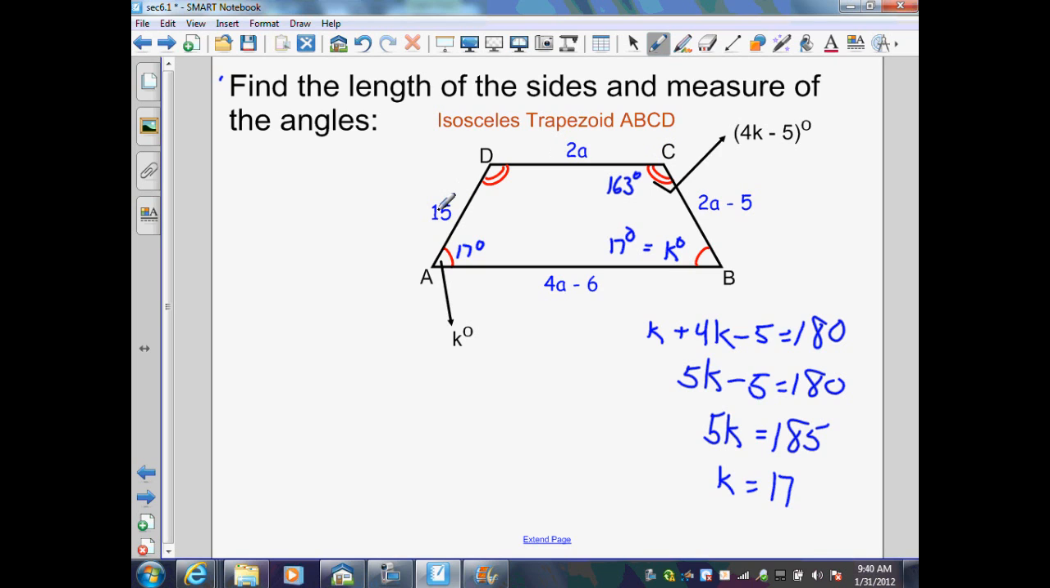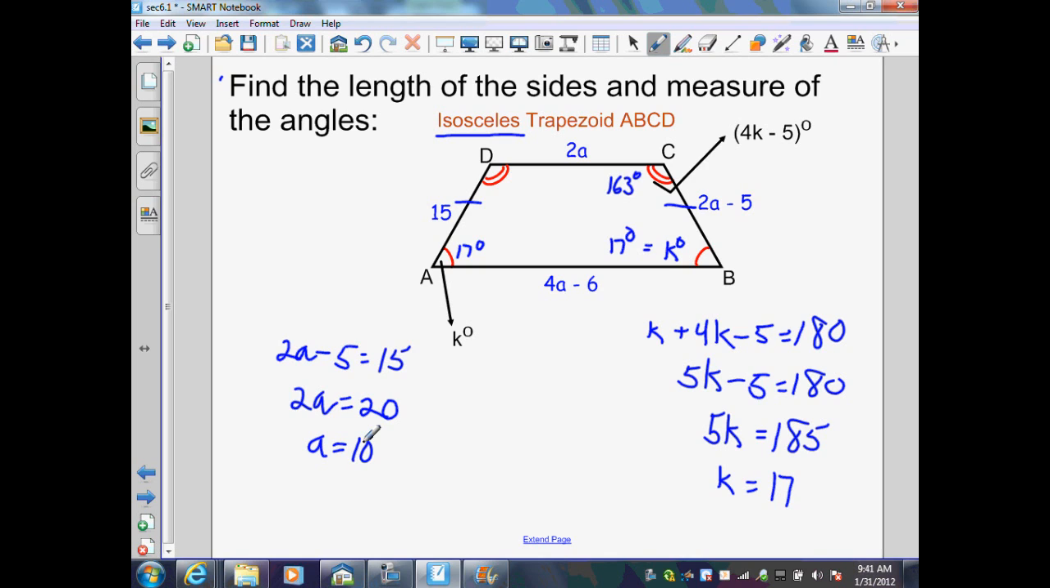Now I have segment lengths that I need to solve for. I cannot use 2a and 4a minus 6 in any way to get a value for a, since I don't know anything about their congruency. But what I can do is use the information about an isosceles trapezoid. I know that the legs in an isosceles trapezoid are congruent. Therefore, I can set 2a minus 5 equal to 15. Add 5 to both sides, I get 2a equal to 20, and a is equal to 10.